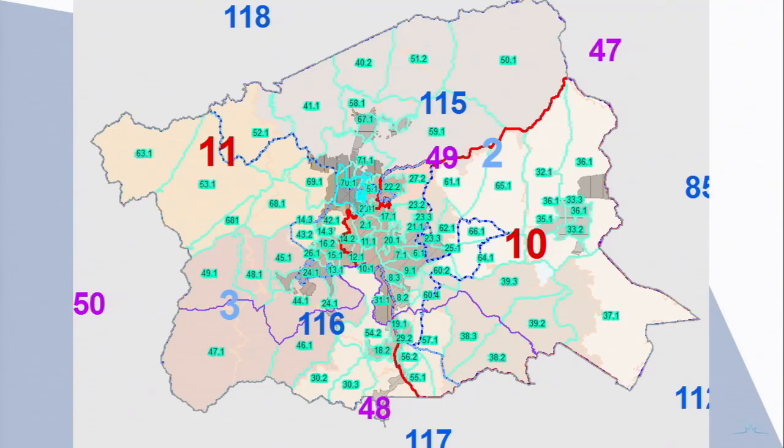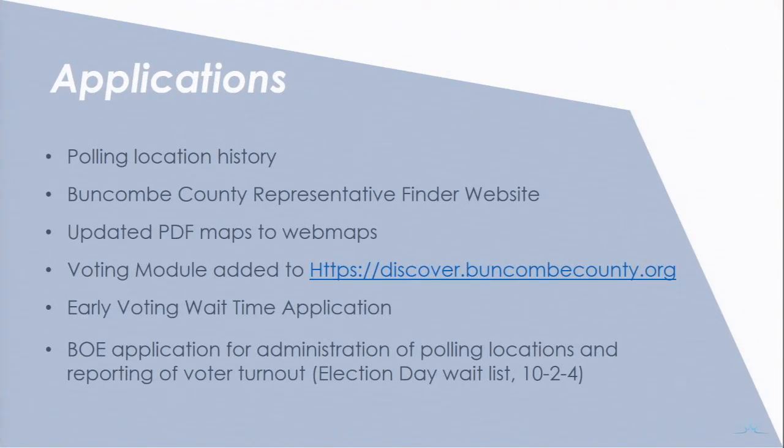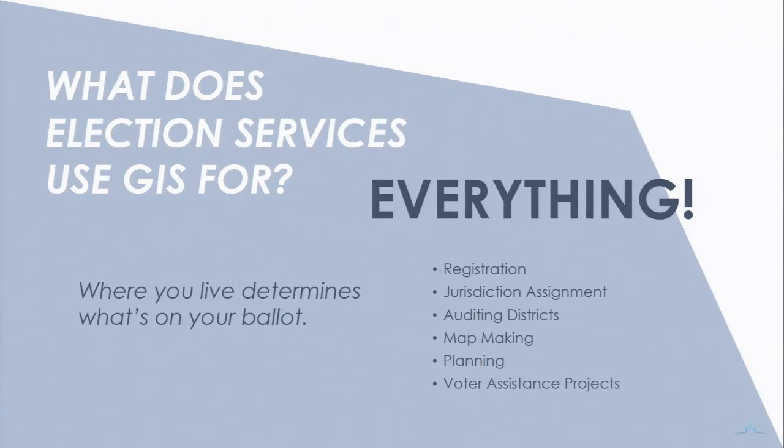We have a lot of jurisdictions laid on top of each other, and it can get more complicated. We have impending more precincts coming to our county, probably. And there's also redistricting that happens, and Blake is actually going to give a talk on that next, right after us. He's a great presenter, so stick around for that one. We also use it to audit districts, map making, of course. We also use it for planning, especially for early voting, where we're choosing locations, how many locations, where should they be. And we also use it for voter assistance projects, and that's what we're really going to focus on today.